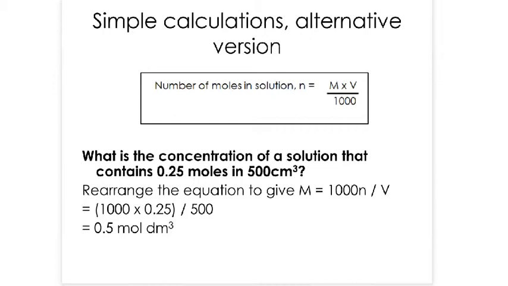So all you have to do is rearrange that equation to find out the molarity, because that's the concentration we're trying to work out. So if you rearrange that equation, you get M equals 1000 N divided by V. So that just simply becomes 1000 times 0.25, because the question tells us that we've got 0.25 moles. Divide that by 500, and that gives us 0.5 moles per decimeter cubed, which of course is the same as we got using the previous method, because you should get the same answer to the question regardless of which of these 2 methods you use. It doesn't matter which of these 2 methods you use, as long as you stick with one and practice it so that you're familiar with it and you don't make mistakes.